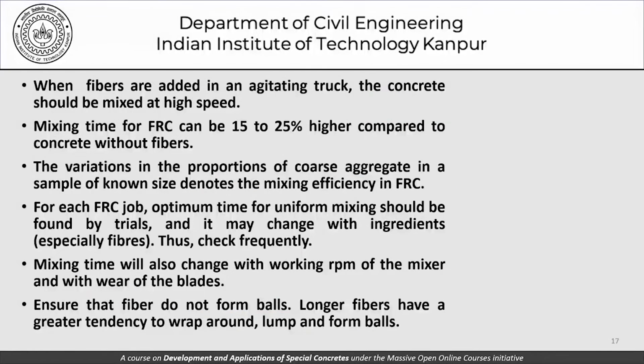When fibers are added in an agitating truck, the concrete should be mixed at high speed. Mixing time for fiber-reinforced concrete can be 15 to 25% higher compared to concrete without fibers. The variation in the proportions of coarse aggregate in a sample of known size denotes the mixing efficiency of fiber-reinforced concrete. For each fiber-reinforced concrete job, the optimum time for uniform mixing should be found by trials, and it may change when the ingredients, especially fibers, are changed. That needs to be constantly and frequently checked.